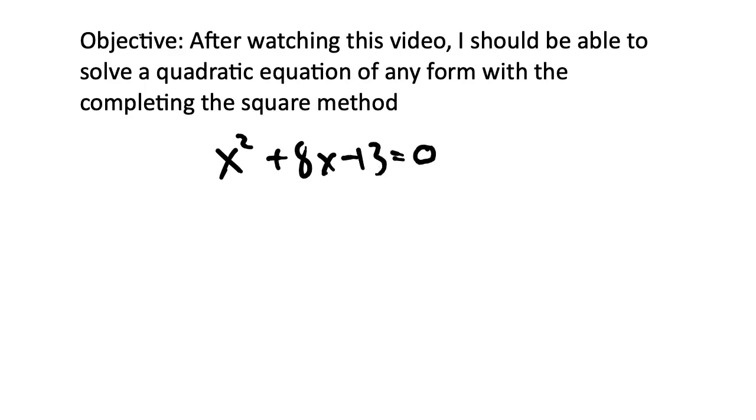Now, the things that make this easy are there's no number in front of the x squared. Also, this number is even, right? And part of this method is you divide the b by 2, so if that's even, it becomes easier, right? Now, if you haven't seen this yet, go watch the first video first.